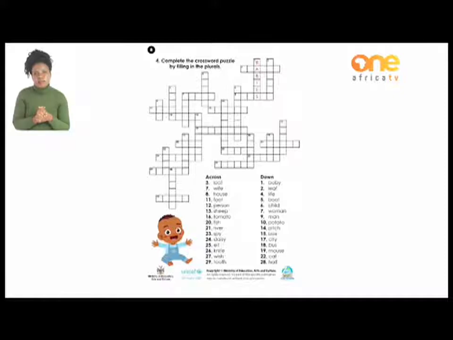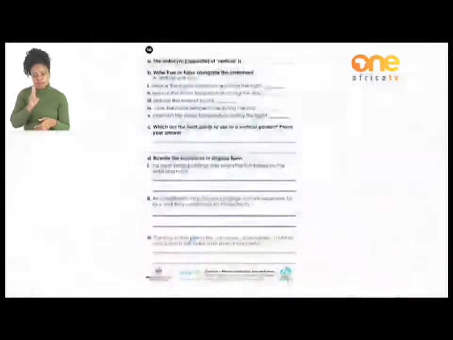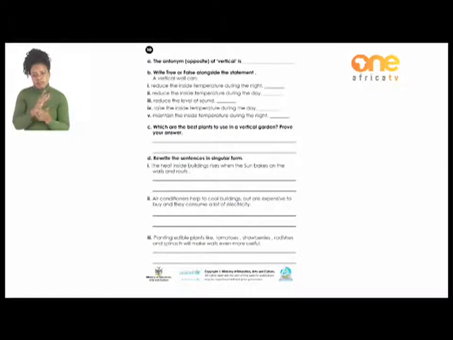Page 9. There's a comprehension on page 9, which I would like you to read on your own. And then you answer the questions on page 10. Question A, the antonym or opposite of vertical is horizontal. So you must continue and finish the sentences on your own.